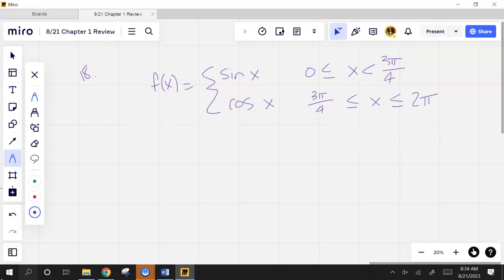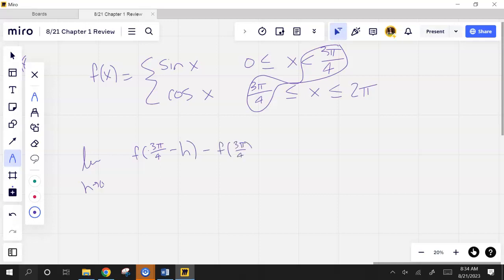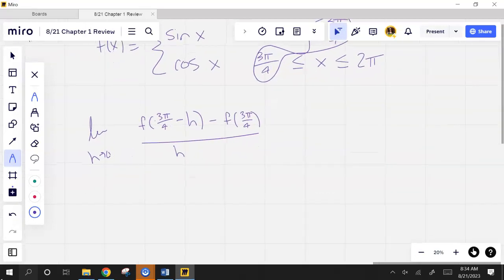All right, so 18, determine if it has a slope at the indicated point, and the point being 3π/4. So I need to do both of them. I'm going to do the limit as h goes to 0 of, I'll do the sine f of 3π/4 minus h. And I need to do this for both sides. So let's do the sine first.